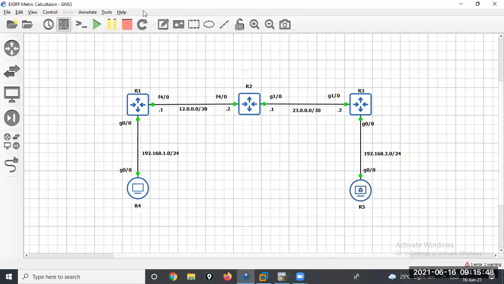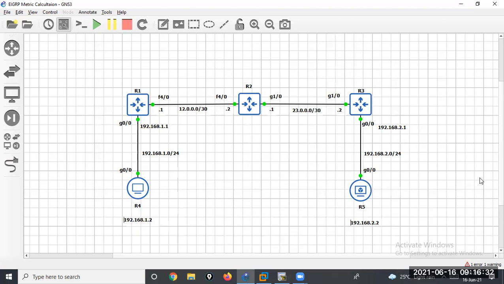Here there is no need to configure anything else. So this is the configuration. Now here, do one thing. Your gateway is 192.168.1.1, and here 192.168.1.2 is the PC IP address. And here the gateway is 192.168.2.1, and the PC IP address is 192.168.2.2. Okay. Now I will show you how EIGRP calculates the metric.